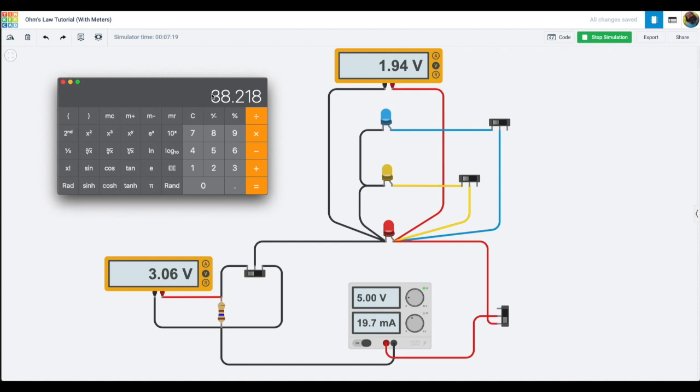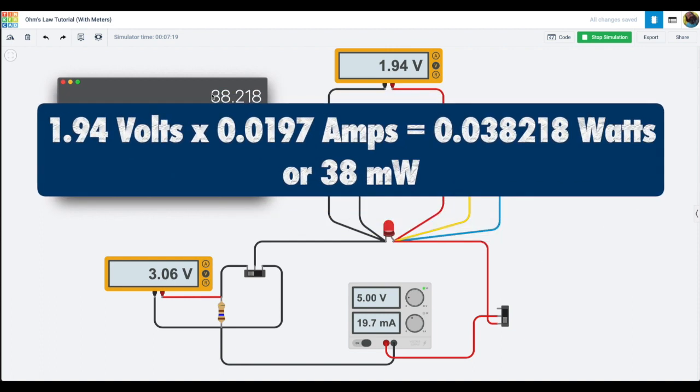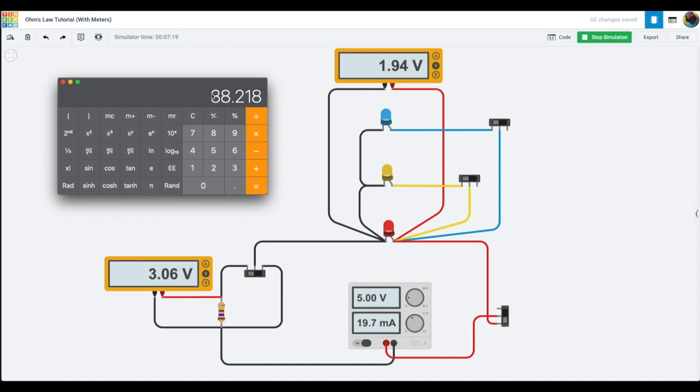Actually, I should have multiplied the 1.94 times 0.0197. It's milliamps, and I did it by 19 amps. So the actual calculation should be 0.038218, which is 38 milliwatts is what it actually should be. I goofed. Oops.